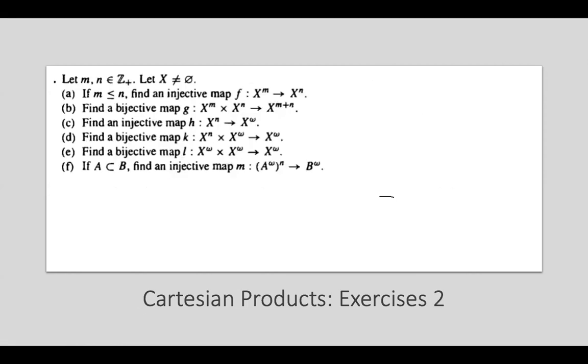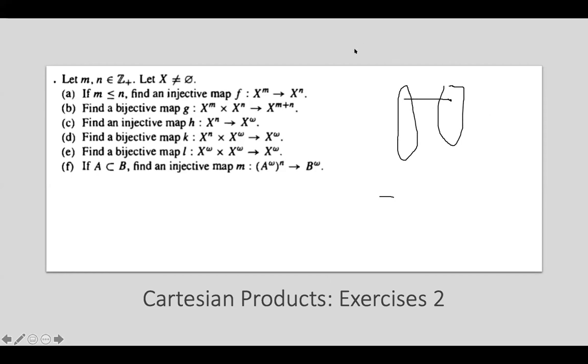And this is another exercise which is similar, which asks you to show that if M and N belong to Z plus, and the set X is not an empty set, if M is less than or equal to N, find an injective map, a function that maps X^M to X^N. Again, I encourage you to think about this a little bit, and I will share the presentation and you can solve it on your own.